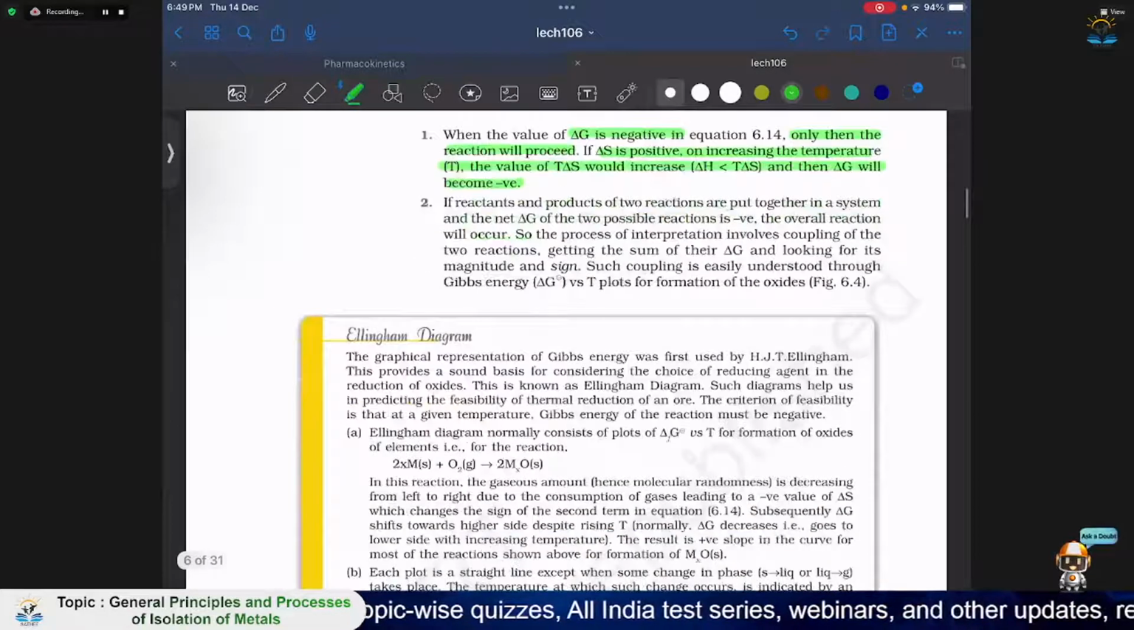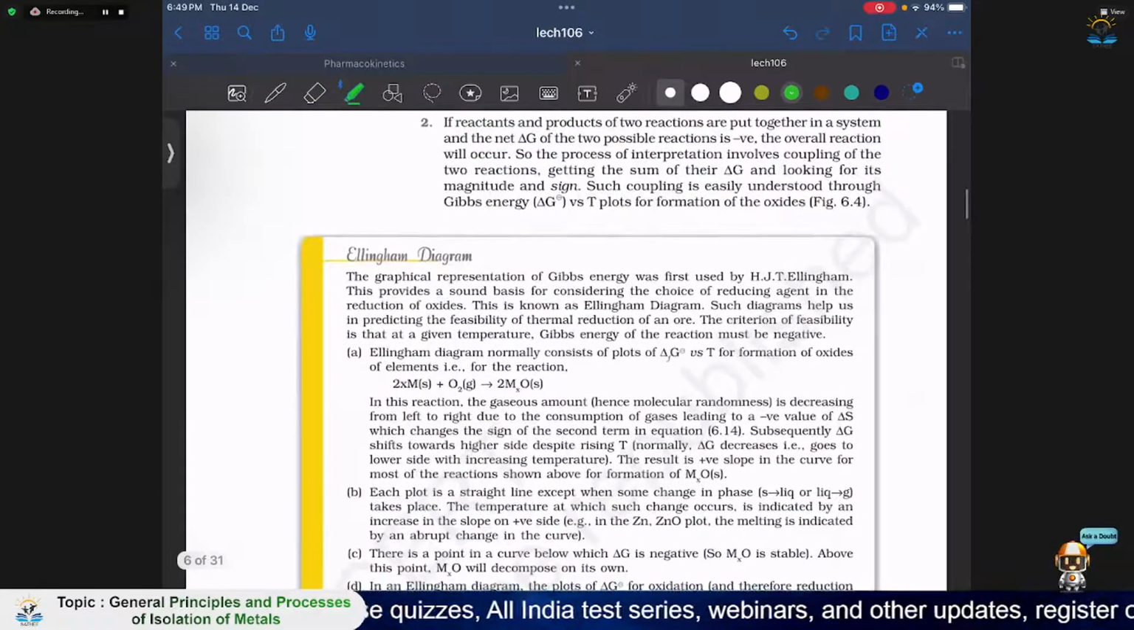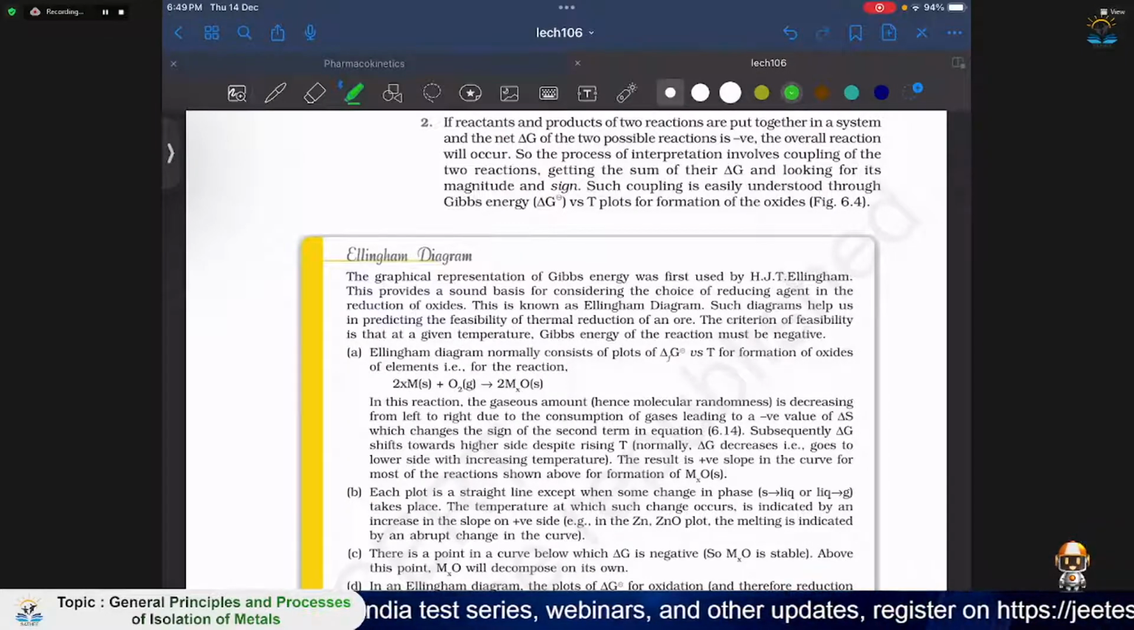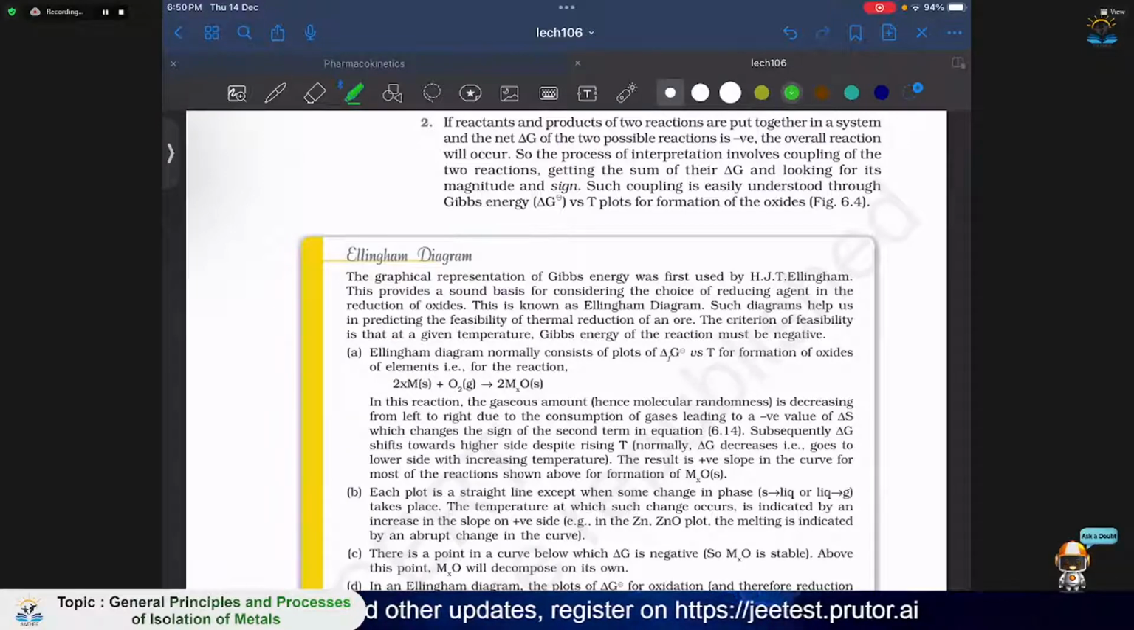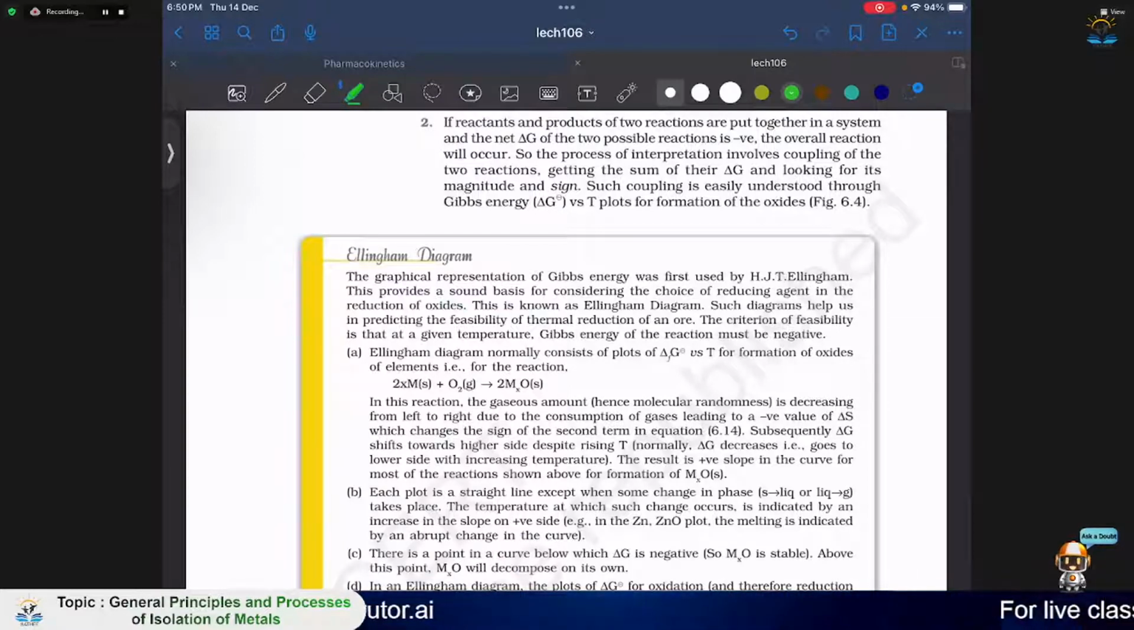Next, the reactants and products of two reactions are put together in a system. What will happen? The net delta G of the two possible reactions should be negative. Then only the reaction will occur. So what do they mean? I just showed you the basic principles of reduction. Now, there is a reducing agent which itself gets oxidized to the oxide while reducing the metal oxide to its original metal form.